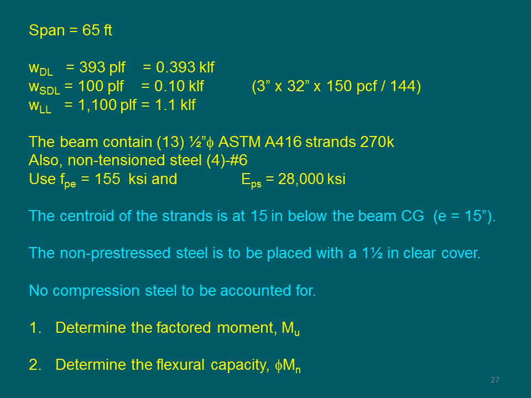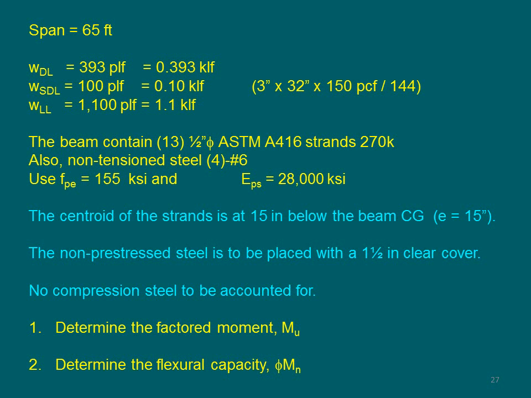Now the centroid of the strands is going to be at 15 inches below the CG of the beam, which means right at the midspan, all the cable of the strands is going to be at 15 inches from the CG of the beam. I have here some non-prestressed steel, which is conventional rebars, placed with 1.5 inch clear cover from the bottom.